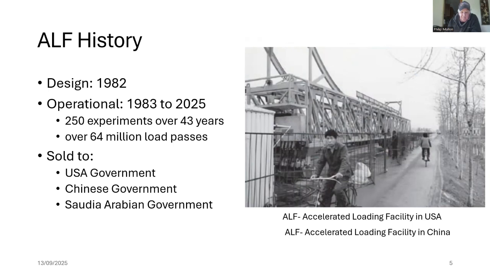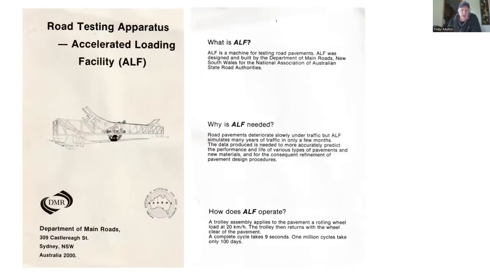So this is ALF in China. And this is the brochure we used to sell ALF. The other way of selling it is that we actually built a road at the Sydney Opera House for an international road conference, and we demonstrated ALF at that conference. So the brochure illustrated what ALF was, why it was needed, and how it operates.